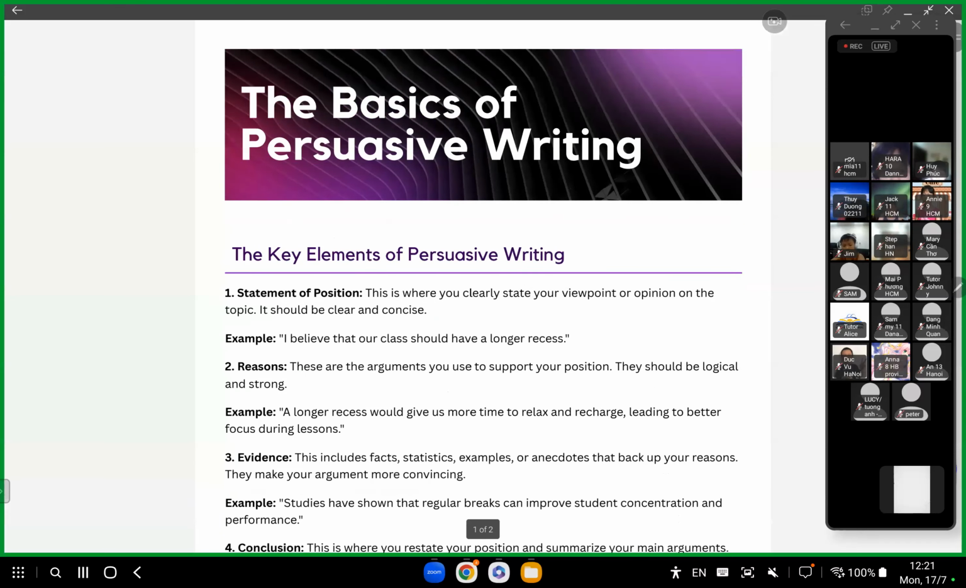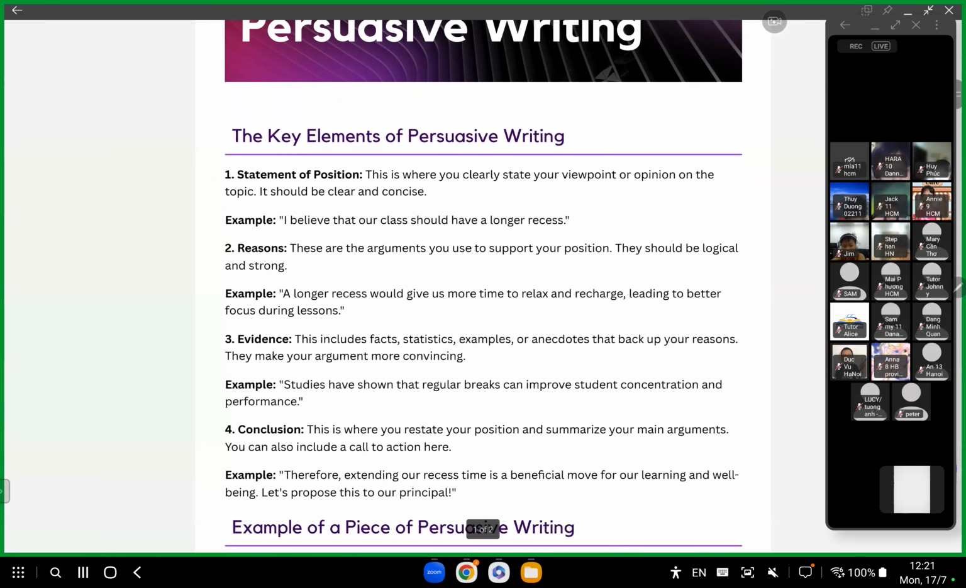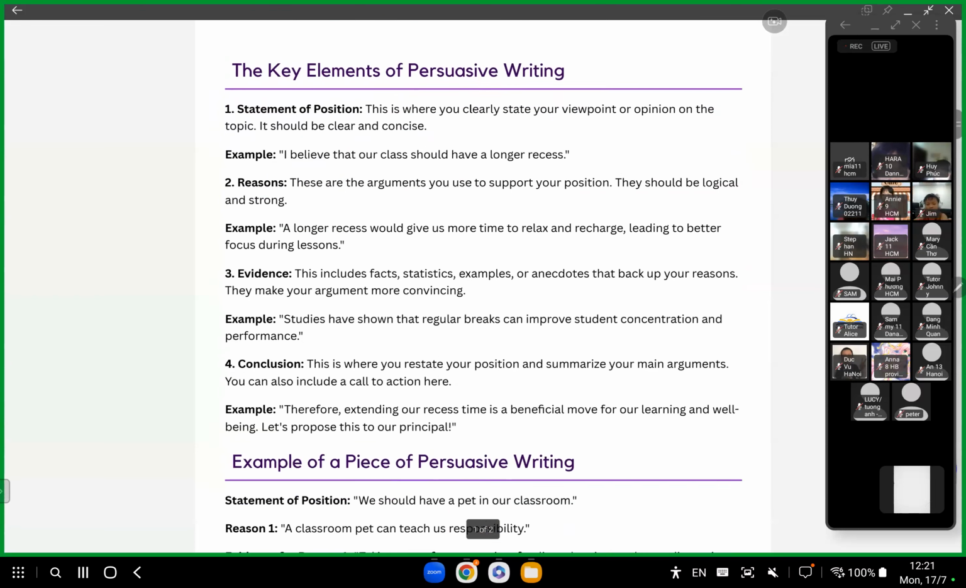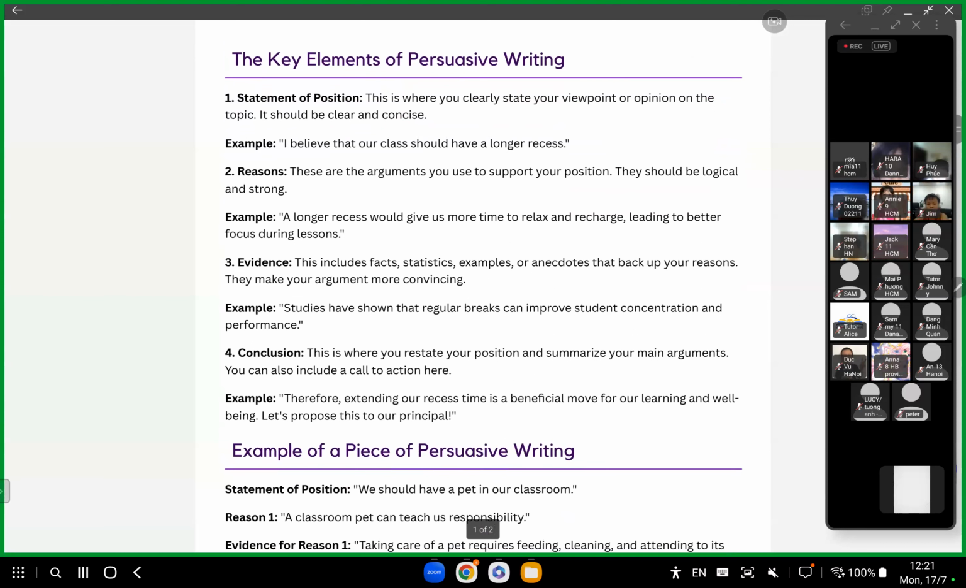So the main thing that we learned from our second lesson were the key elements of persuasive writing, or the most important things that we need to include in our persuasive writing. So the first thing that we learned, or the first part that we know that we need, is our statement of position.